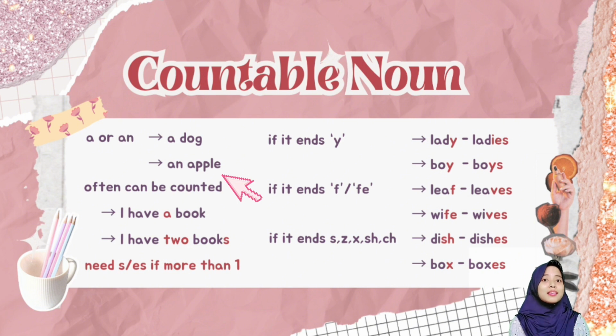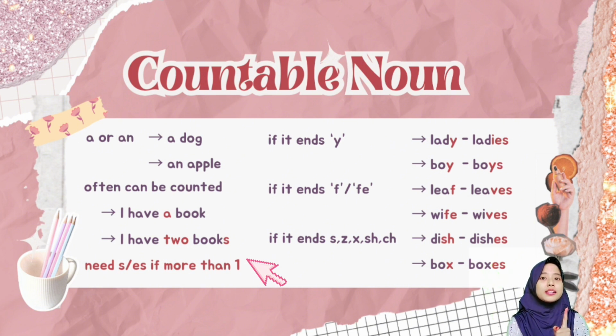The next thing you need to know, a lot of the time we can count them. A countable noun is something you can count. For example, I have a book. This is one book. I have two books. I have three books. You can count books, and it's a countable noun. If we have more than one, so 2, 3, 4, 5, 6, we need to add s or es at the end of the word.